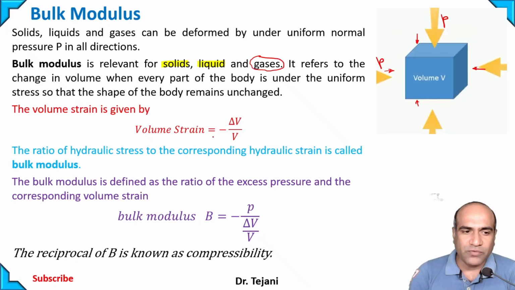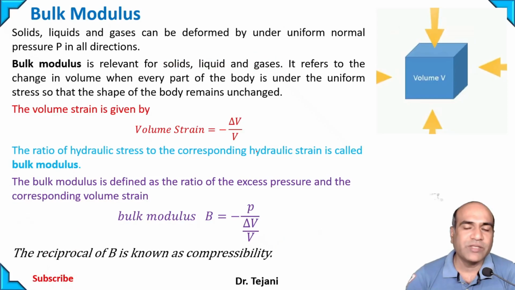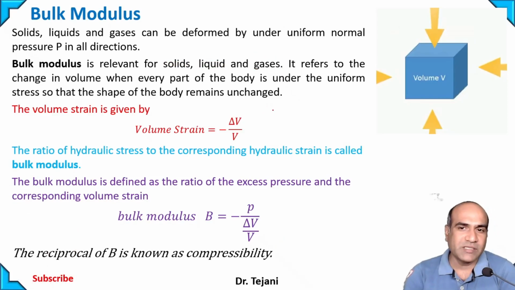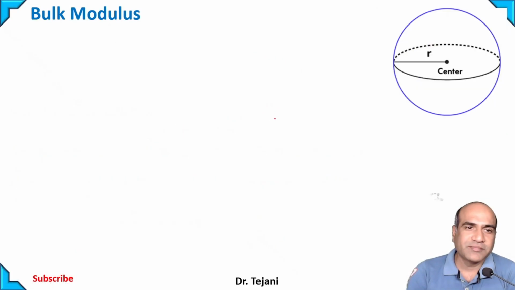The symbol for bulk modulus is given as B. Sometimes capital K is also used for the bulk modulus. The inverse of bulk modulus is known as compressibility. That means 1 by B, the reciprocal of B, is also known as the compressibility. What is the compressibility of the part?